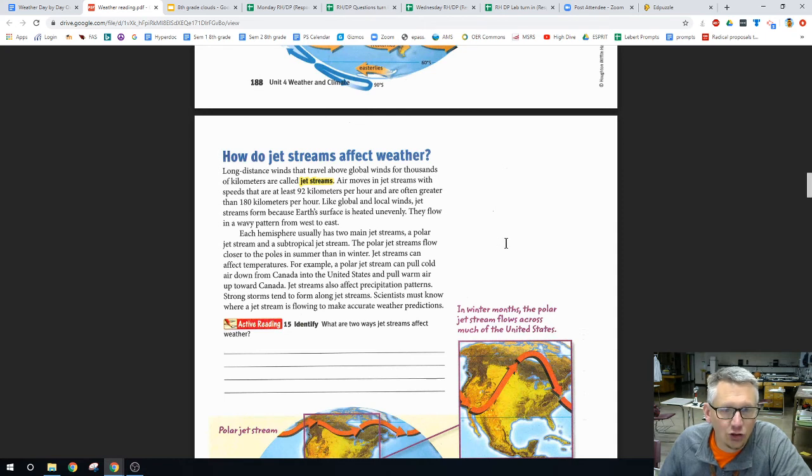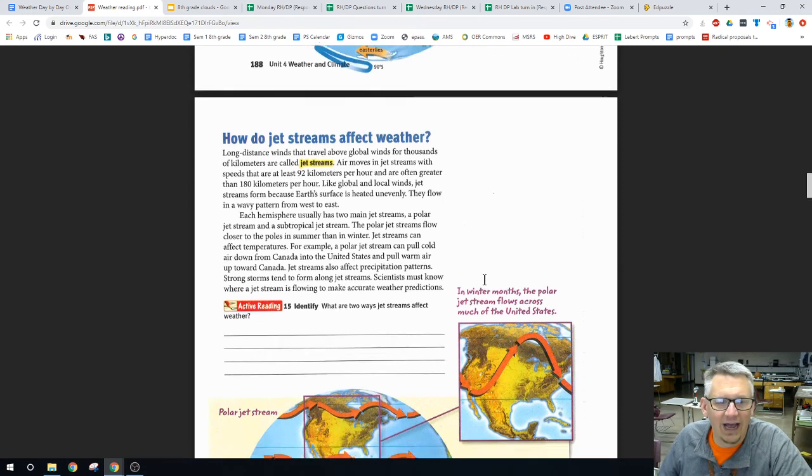Each hemisphere usually has two main jet streams, a polar jet stream and a subtropical jet stream. The polar jet stream flows closer to the poles in the summer than in the winter. Jet streams can affect temperatures. For example, a polar jet stream can pull cold air down from Canada into the United States and pull warm air up toward Canada. Jet streams also affect precipitation patterns. Strong winds tend to form along jet streams. Scientists must know where the jet stream is flowing to make accurate predictions.